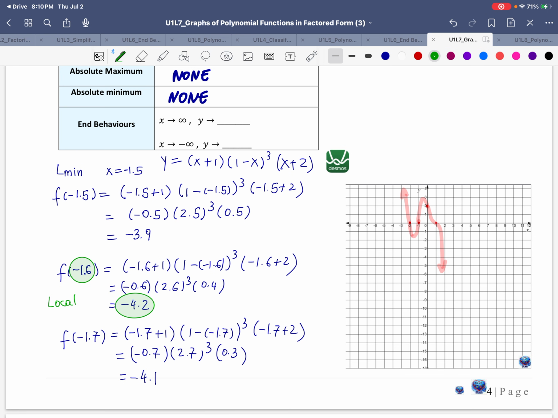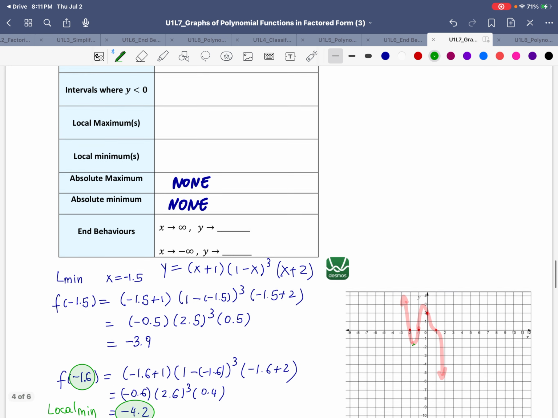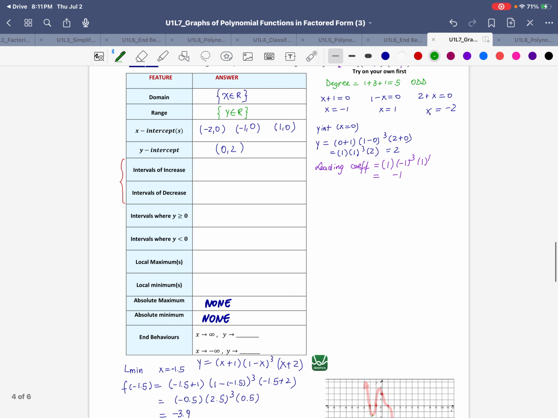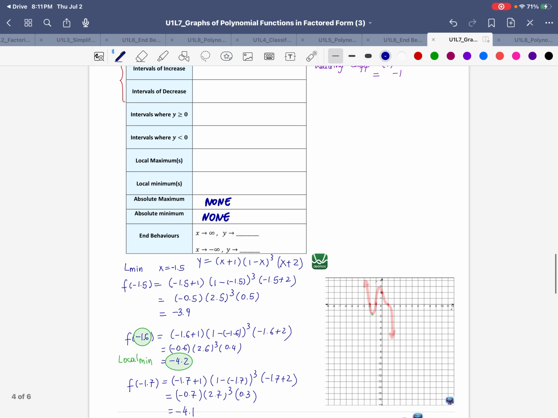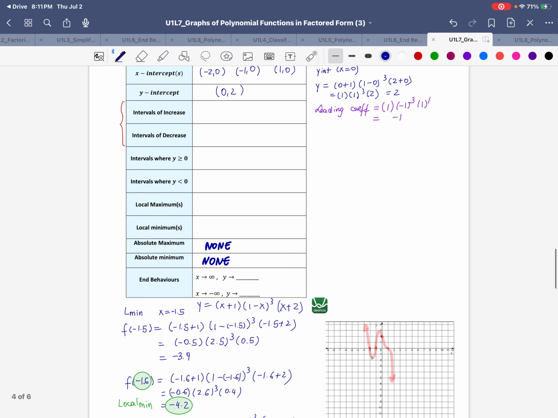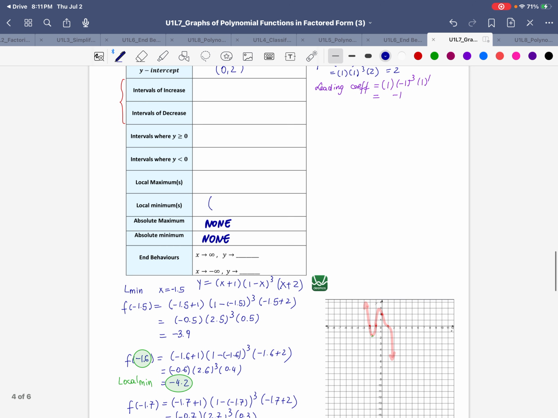as a local min, because we're looking at this point. So we are going to plot this point on the table here, and let's record it as a local minimum, which is at -1.6, -4.2.